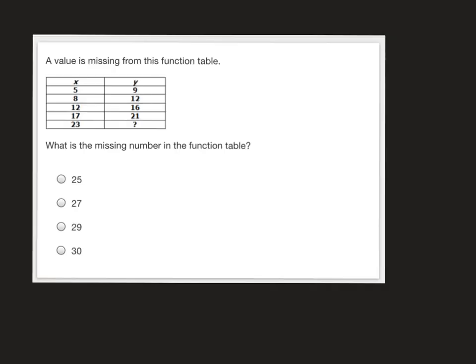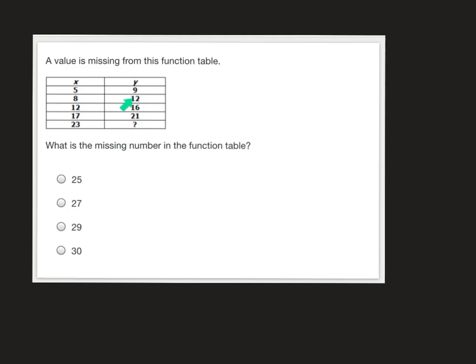All right, last one for this video. They just want to know what the missing value is. So this one's pretty simple, because you're just looking at the pattern of what's happening in this function table, or specifically this Y column.